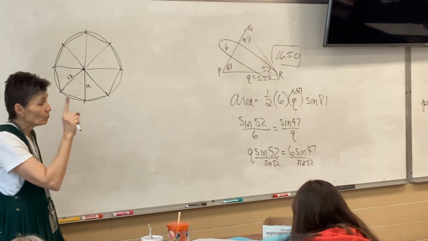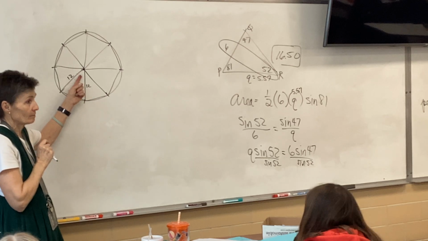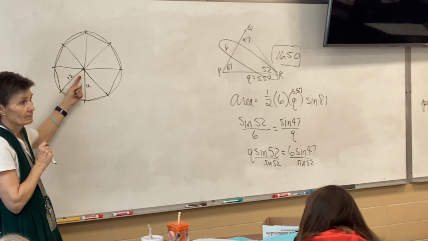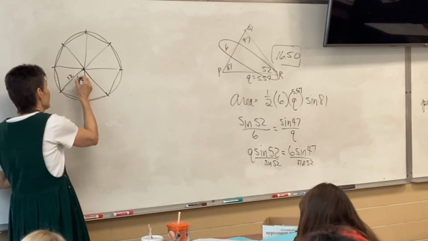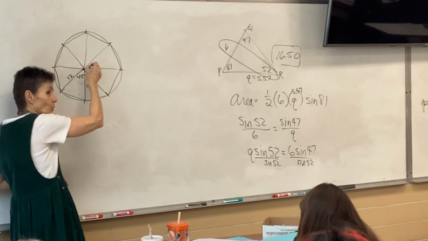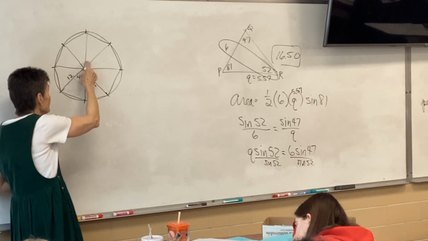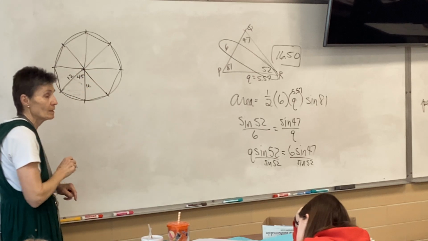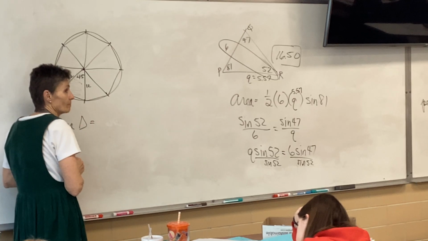But what do I need? I'm missing something. I need that guy right there. How big is he? 360 divided by 8, which is 45. Guys, the whole circle is 360. It's divided up into 8 pieces. 360 divided by 8. So then what is the area of the triangle?